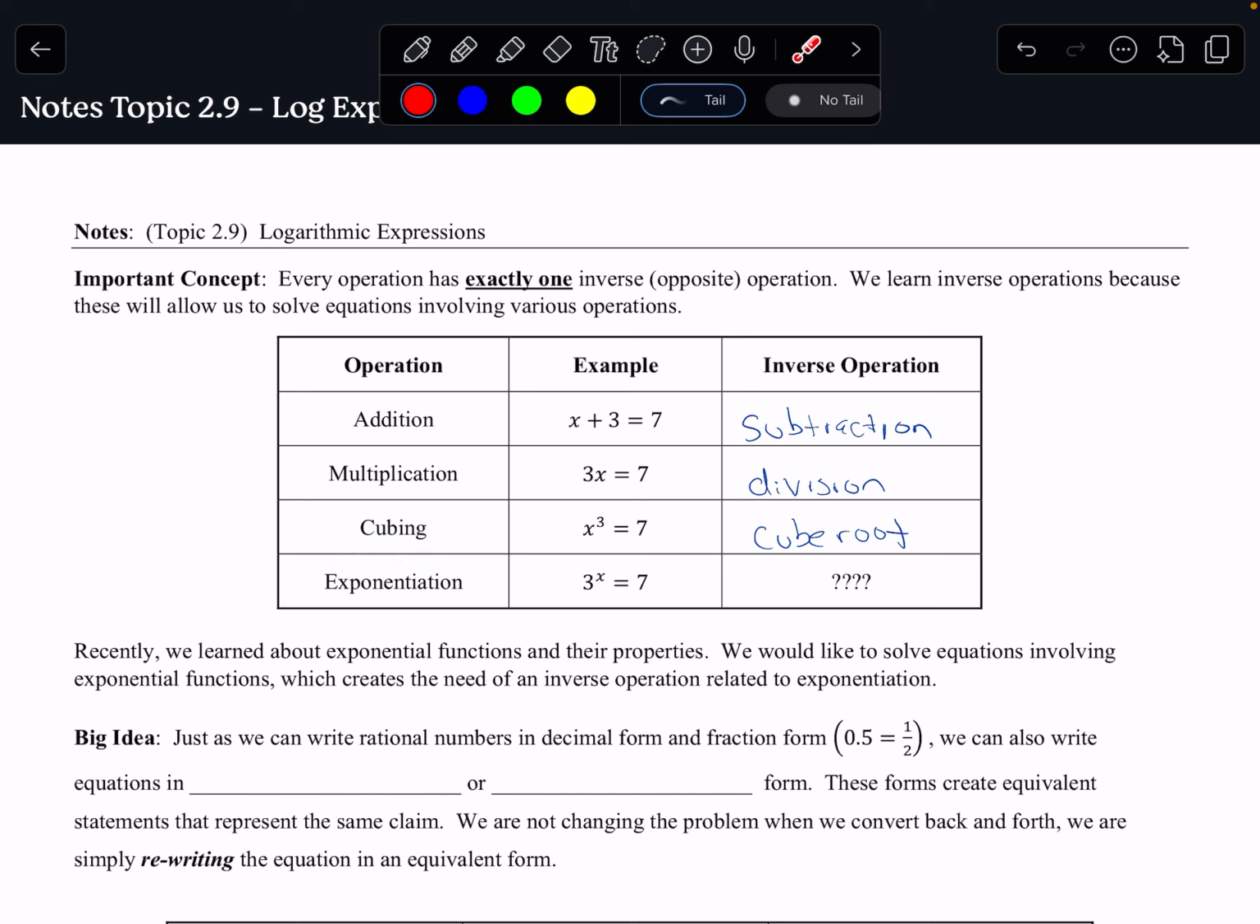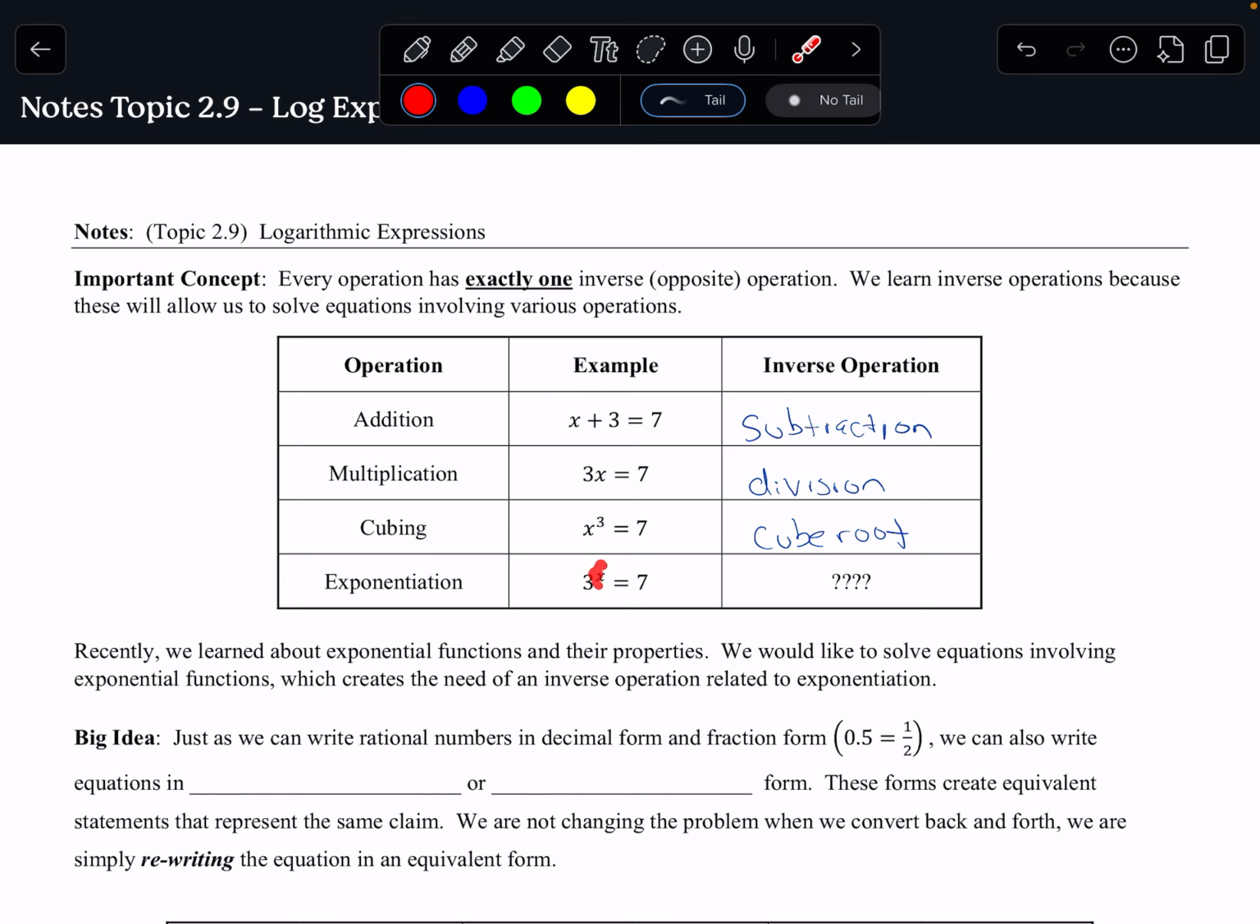But I still want to solve this. I want to get the x by itself, just like I want to get the x by itself in all these. To get the x by itself in all these, I had to do the opposite. Well, it's no different here. To get this x by itself, I have to do the opposite. But then the question is, well, what's the opposite of exponentiation? It just so happens that the opposite of an exponential is a logarithm. The opposite of an exponential is a logarithm.